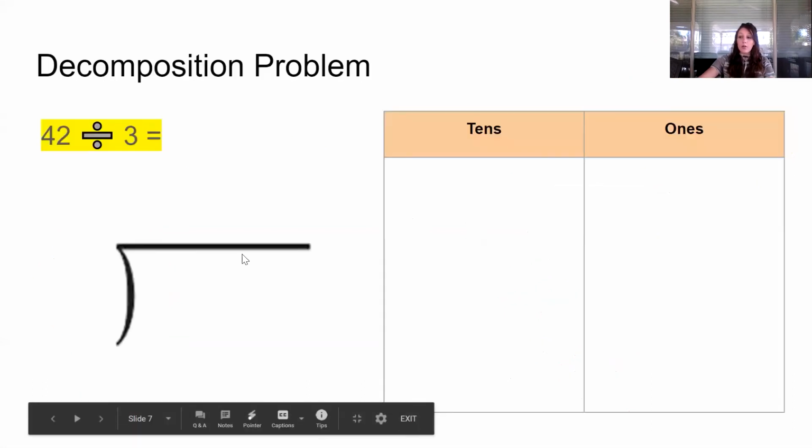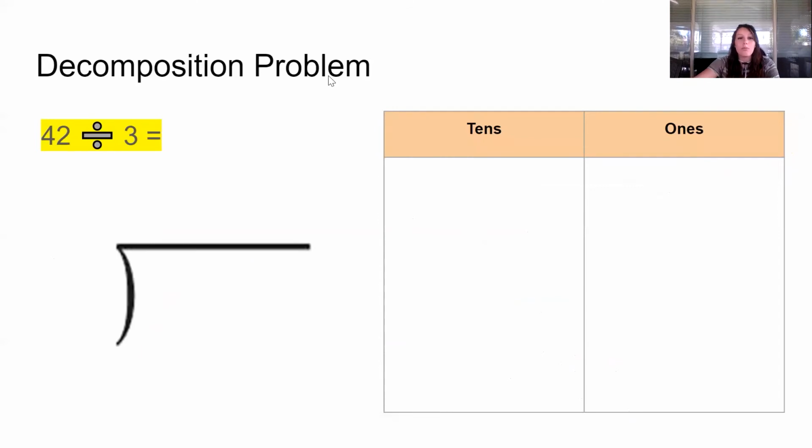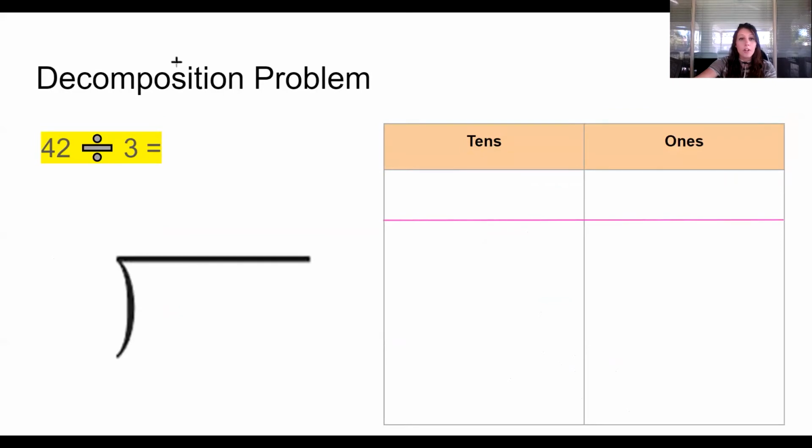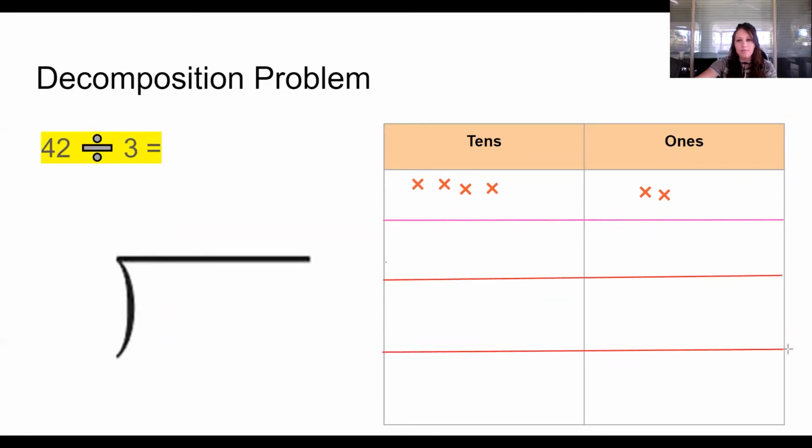So we're now going to do a decomposition problem. And this decomposition problem is going to be the same thing as before, but we're going to have an extra step. So let's represent the 42 in our place value mat. So I'm going to put 4 in my tens place and 2 in my ones place. And we are dividing this into 3 separate sections. So we have 1, 2, and 3.